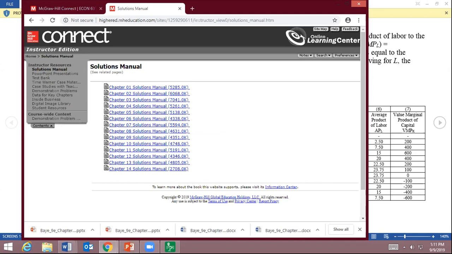But see, that's not always going to be the formula for APL. That's only the formula for APL for this functional form, where it's K to the 3/4 L to the 1/4.